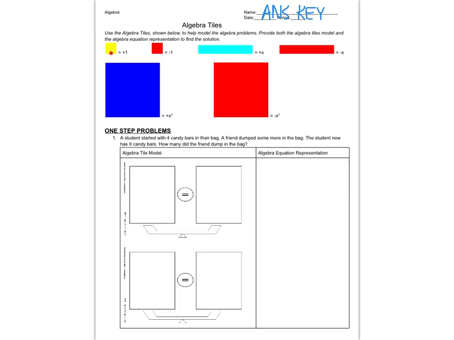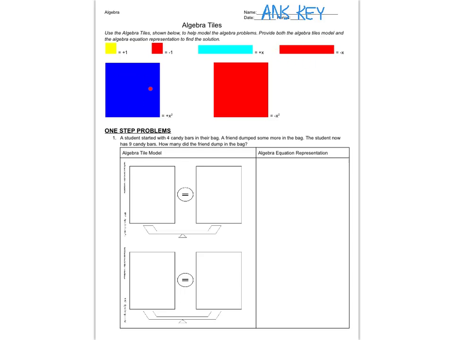We have yellow square represents 1, red square represents -1. Then we have this aquamarine color, which is x, and that's an unknown length. We don't know how many yellow squares it would take, and your algebra tiles won't be exactly that, just represent any unknown. We also have the red rectangle that represents -x.